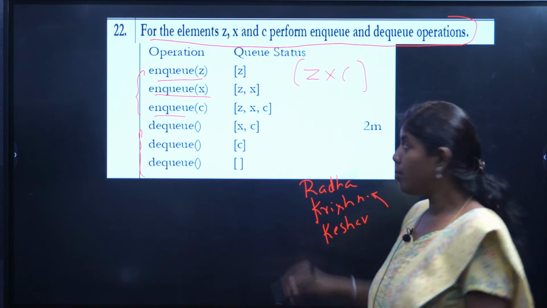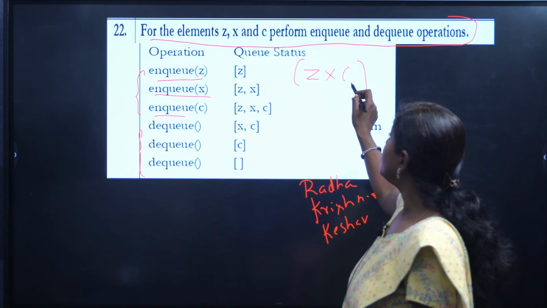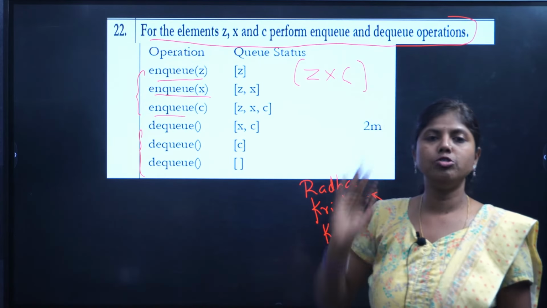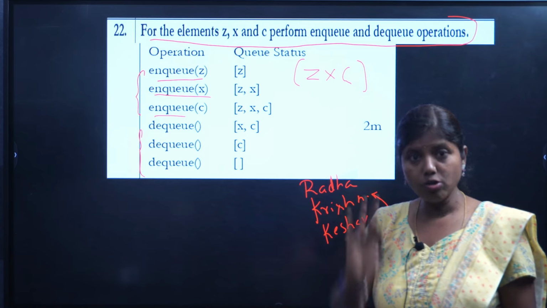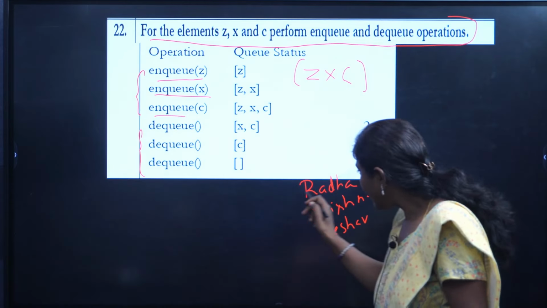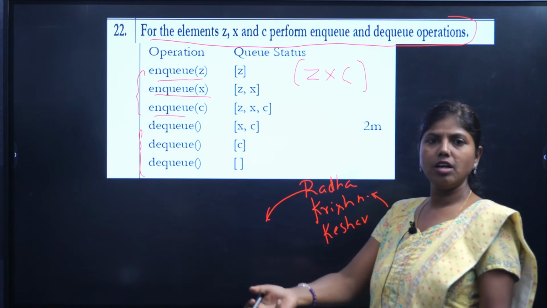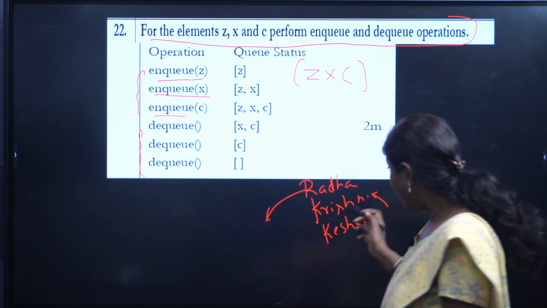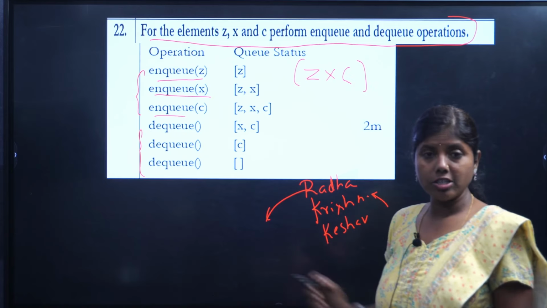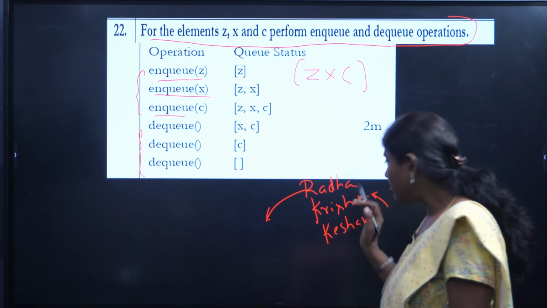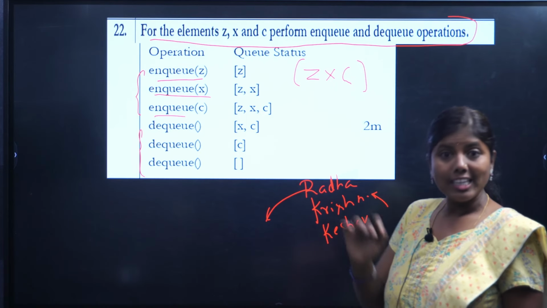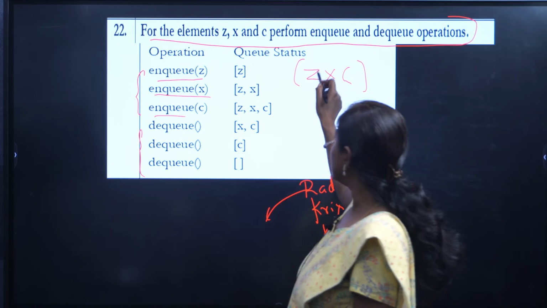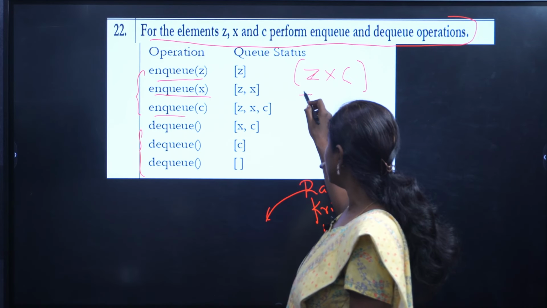Okay, the first DQ operation, what am I going to remove? After clearing the doubts, who will go first? You tell me. Radha will go out. Doubt is clear, she'll go off and study some other subject. After that I'm going to clear Krishna's doubt, then Keshav. That means deletion takes place from the front end. That means Z will be removed.